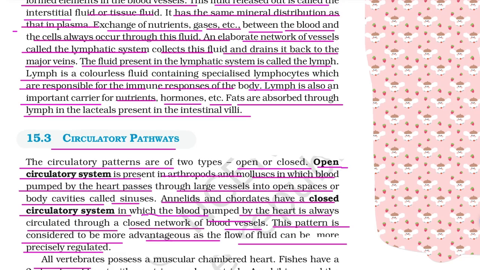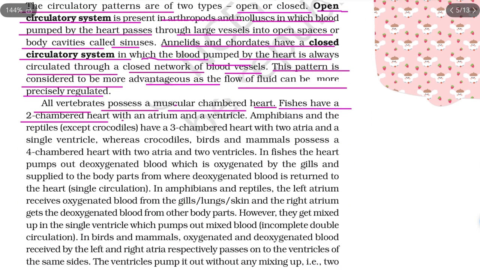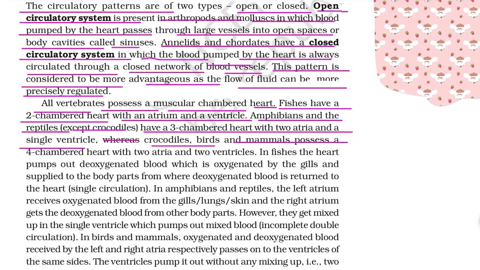All vertebrates possess a muscular chambered heart. Fishes have a two-chambered heart with an atrium and a ventricle. Amphibians and the reptiles, except crocodiles, have a three-chambered heart with two atria and a single ventricle. Whereas crocodiles, birds, and mammals possess a four-chambered heart with two atria and two ventricles. In fishes, the heart pumps out deoxygenated blood, which is oxygenated by the gills and supplied to the body parts, from where deoxygenated blood is returned to the heart.